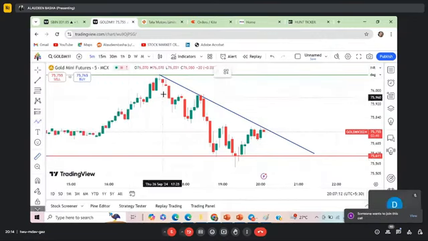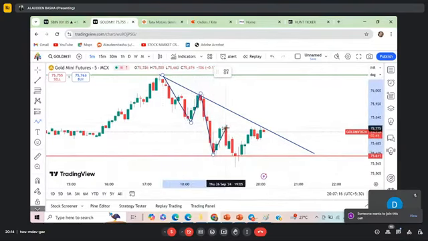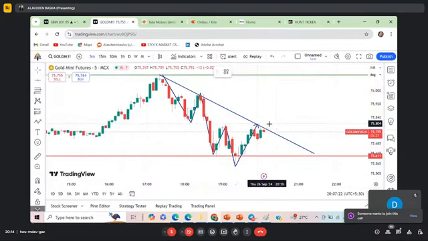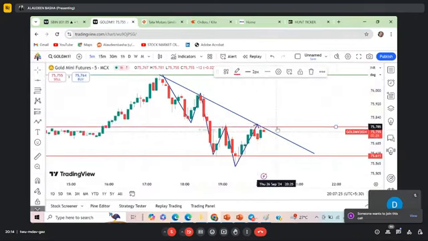So this is a clear downtrend for 5 minutes. Lower low, lower low, lower low. Now it breaks the previous high, correct? Going to break, not break, correct?